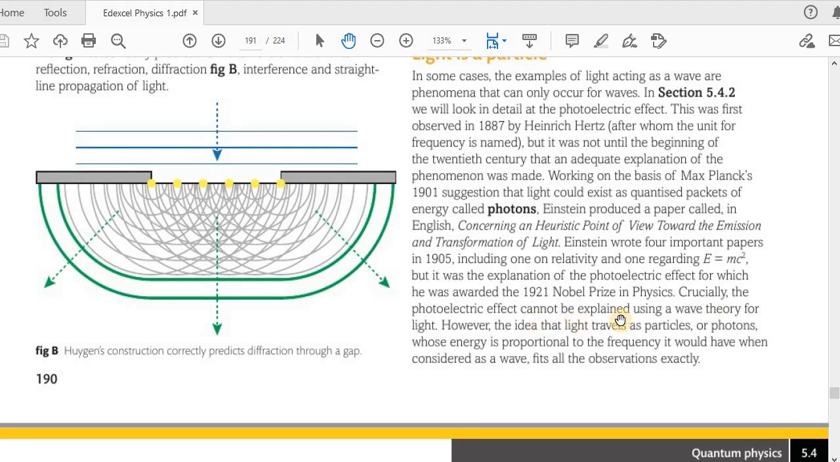Crucially, the photoelectric effect cannot be explained using a wave theory for light. However, the idea that light travels as particles, or photons, whose energy is proportional to the frequency it would have when considered as a wave, fits all the observations exactly. So that's why we will see the equation E equals hf. Energy of a photon is h, the Planck's constant, times f, the frequency.